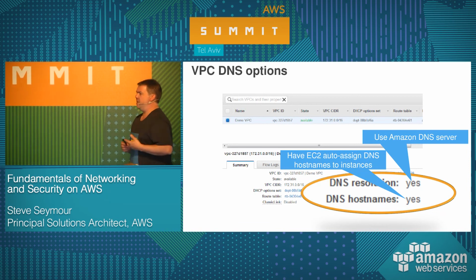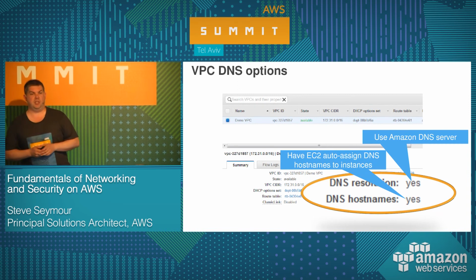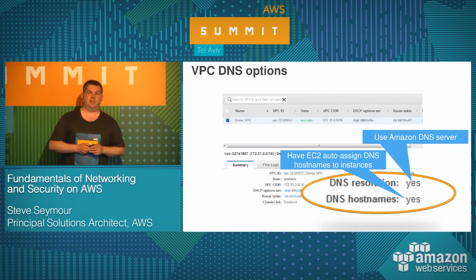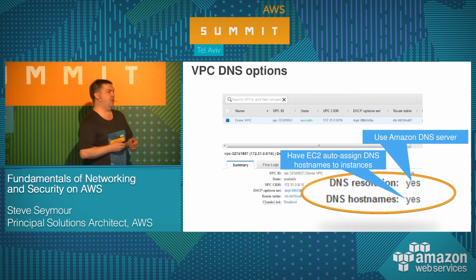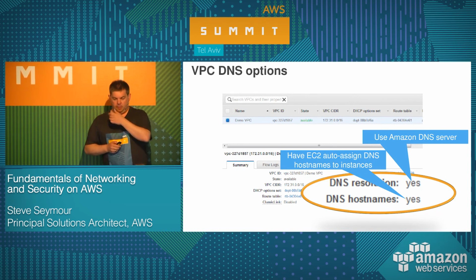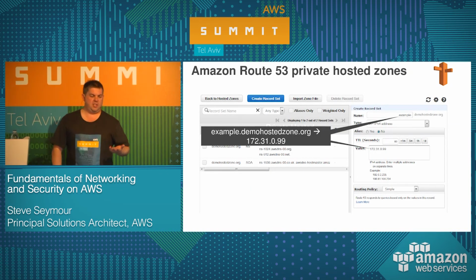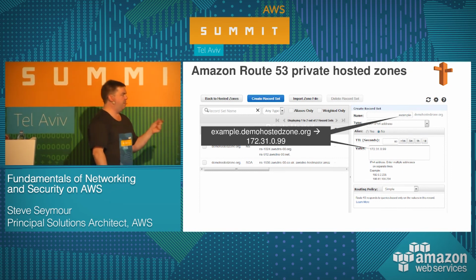If they're both set to yes, we will automatically provide the ability to resolve names out on the internet inside your VPC, and we'll also automatically assign a DNS name to every single EC2 instance that you launch. If we have a look at an EC2 instance, you'd be able to see that name displayed.